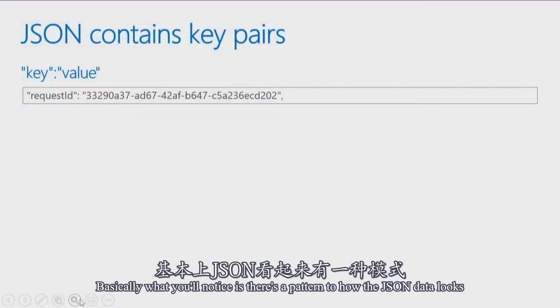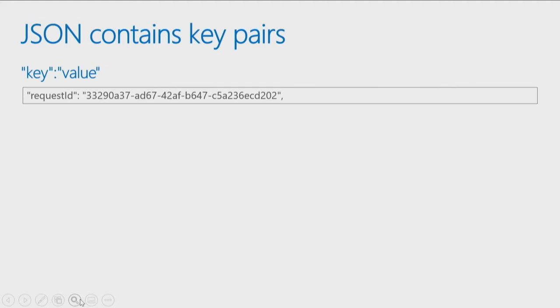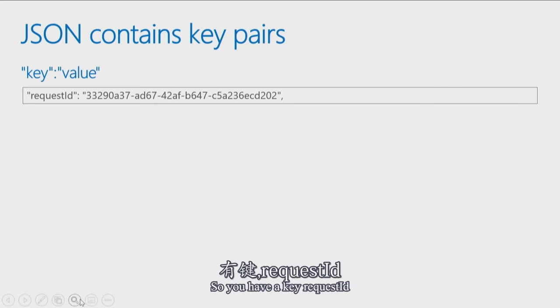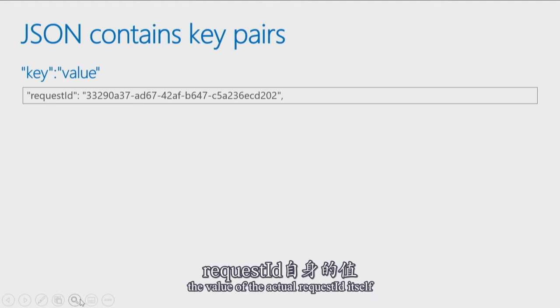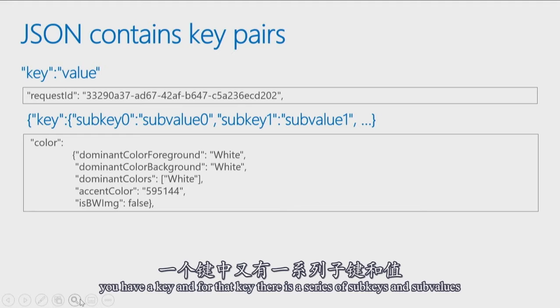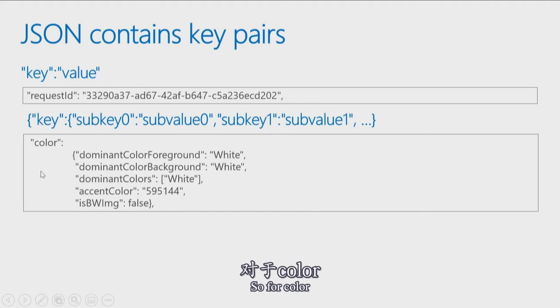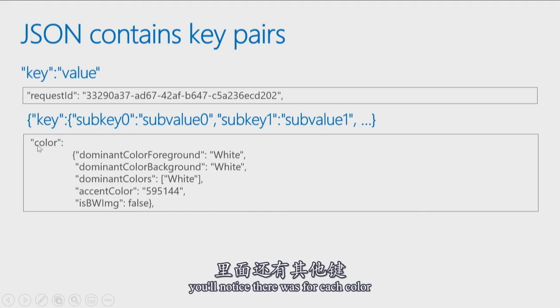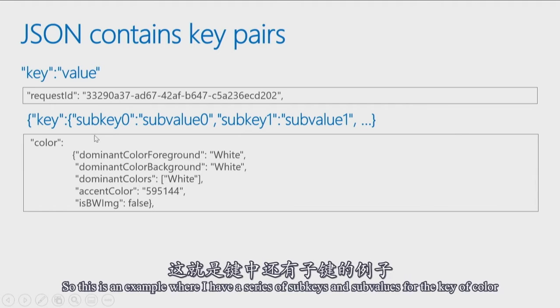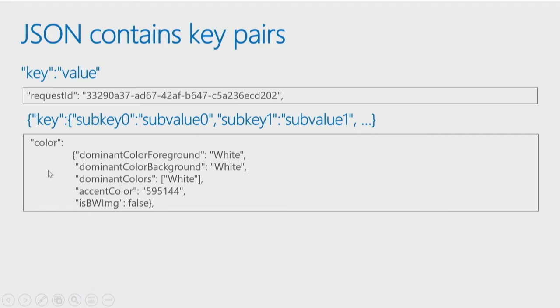Basically, what you'll notice is there's a pattern to how the JSON data looks. It's basically a series of key-value pairs. So you have a key, request ID, and a value, the value of the actual request ID itself. Sometimes the pattern is you have a key, and for that key there's a series of subkeys and subvalues. So for color, you'll notice for each color it said there's the dominant color foreground, dominant color background, dominant colors, and for each of those is a value. So this is an example where I have a series of subkeys and subvalues for the key of color.